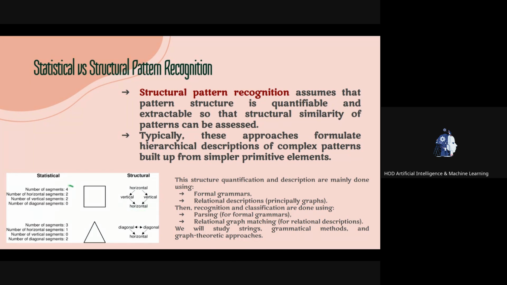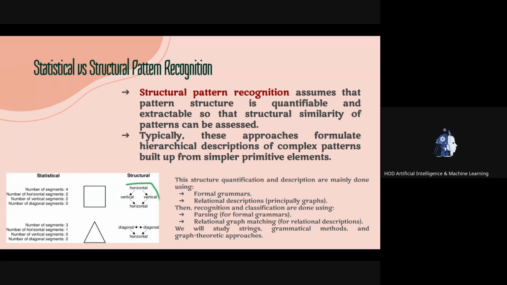Of course, statistical has a direct quantification, right? So there you need not require any formal grammars or any descriptions. Whereas here you need a formal grammar and descriptions for an algorithm to understand the concept. For an algorithm to understand the concept, we need to quantify. That means we want to have some quantifiable value for any structural definitions.